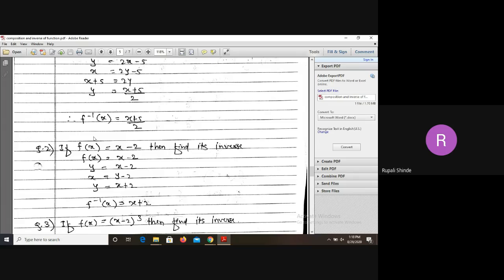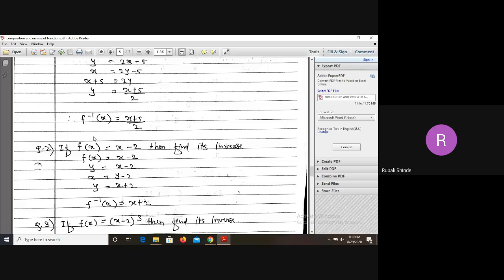Are you getting how to find inverse of a function? Yes, ma'am. Okay.